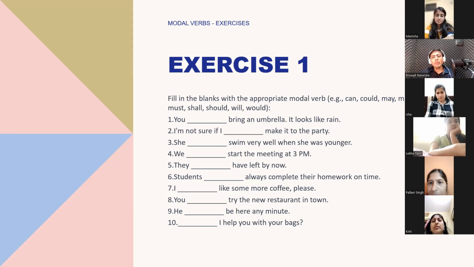Isha, I am not sure if dash make it to the party. I'm not sure if I will make it to the party. Correct. You can also say, I'm not sure if I can make it to the party. Probably it's better to use the word can. Will also do, but can is probably marginally better, right? So, I'm not sure if I can make it to the party.